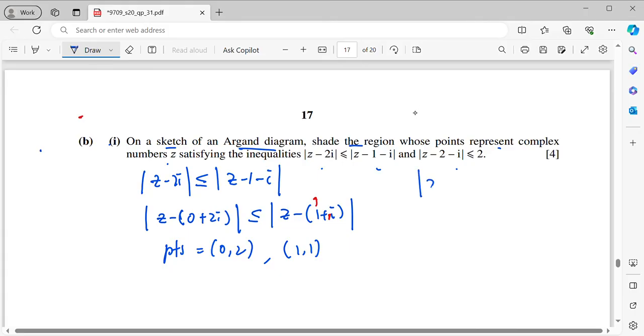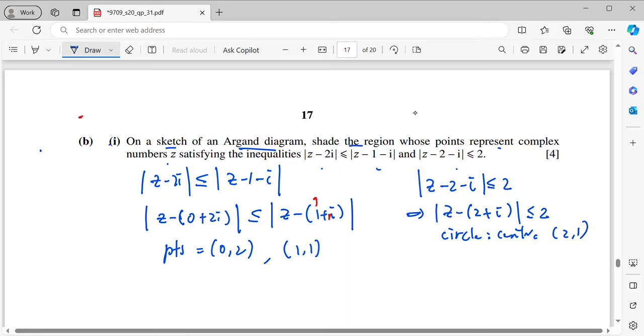Then the next one is modulus z minus 2 minus i less than or equal to 2. So the general form is modulus z minus (2 plus i) less than or equal to 2. This is the circle inequality. So the circle with center (2, 1), because 2 plus i.